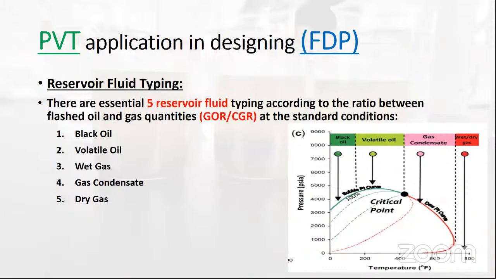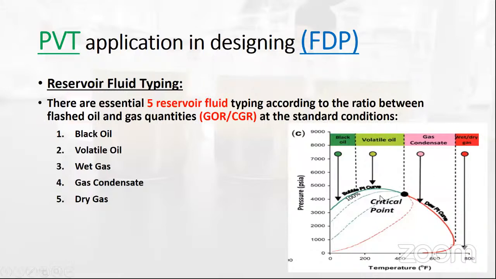We have essentially five reservoir fluid types. We have the black oil, the volatile oil, the wet gas, the gas condensate, and the dry gas. The main differences between these five reservoir fluids are the ratio of gas to oil, represented by the GOR and the CGR. Also, the main difference between the oil reservoir and the gas reservoir is the reservoir temperature. Is it below or higher than the critical temperature for the reservoir composition?